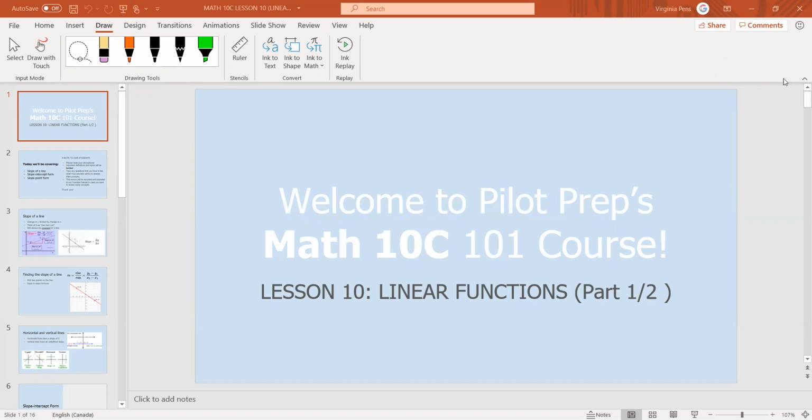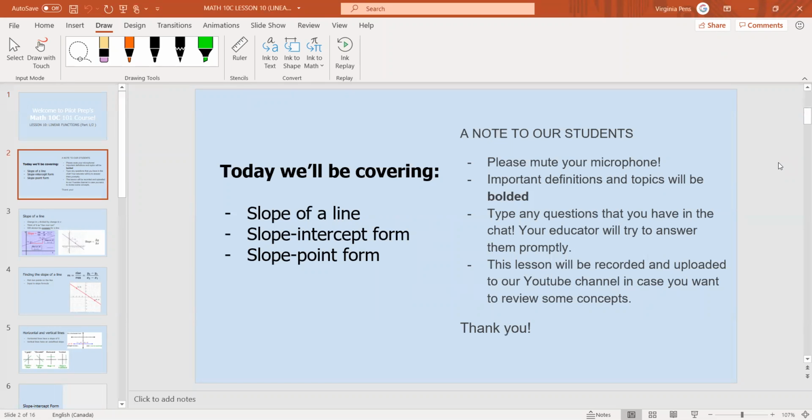We're basically going to be exploring the slope of a line and then something called slope-intercept form, which is one of the 3 forms that we'll be learning in Math 10C. And the second one is slope point form. The third one we'll learn next week, and that is a bit more different than these ones.